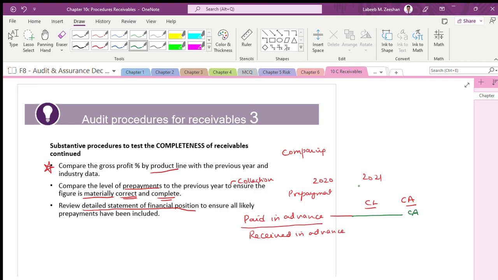You have paid in advance, it is a current asset. You received in advance, it is a current liability. You have received before the time. Is it right? December month is there. You received in November. In December it will be revenue for you, but in November it is a liability for you. Anything received in advance is a liability. Anything you have paid in advance is an asset for you. Received in advance means next month's income you have received now. Next month it is a revenue.